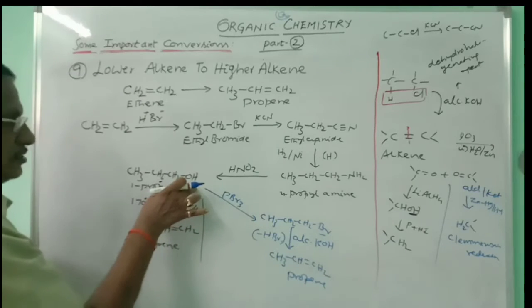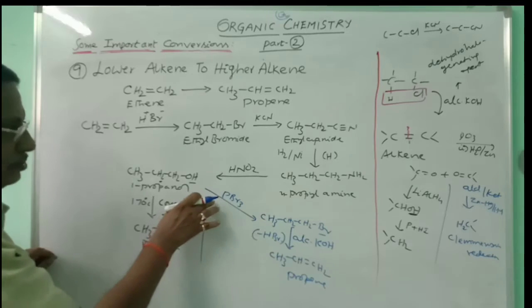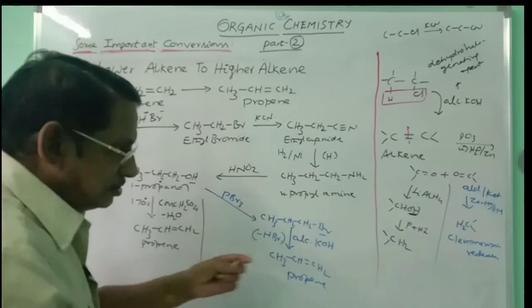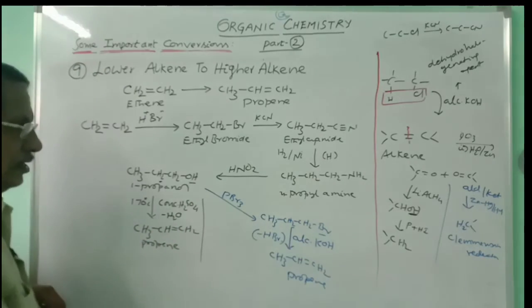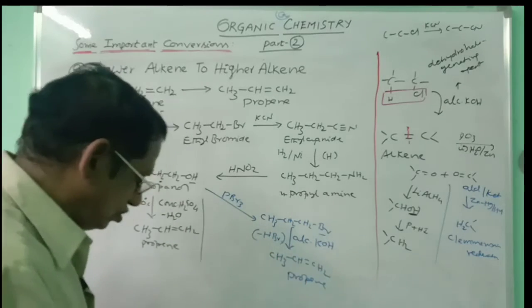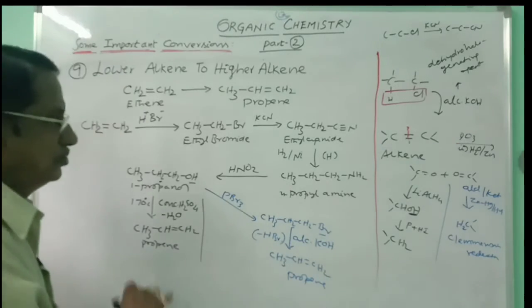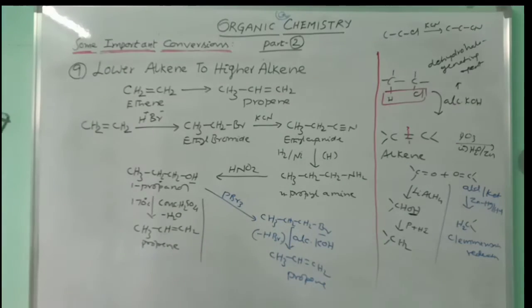Up to this extent, this is common. You can adapt this method, direct step, or you can use dehydrohalogenation. This is also elimination, this is also elimination. First is converted into halides and then alcoholic KOH is used for dehydrohalogenation. Thereby you are getting here propene. This is the way of doing this conversion from lower alkene to higher alkene. Okay, note it.